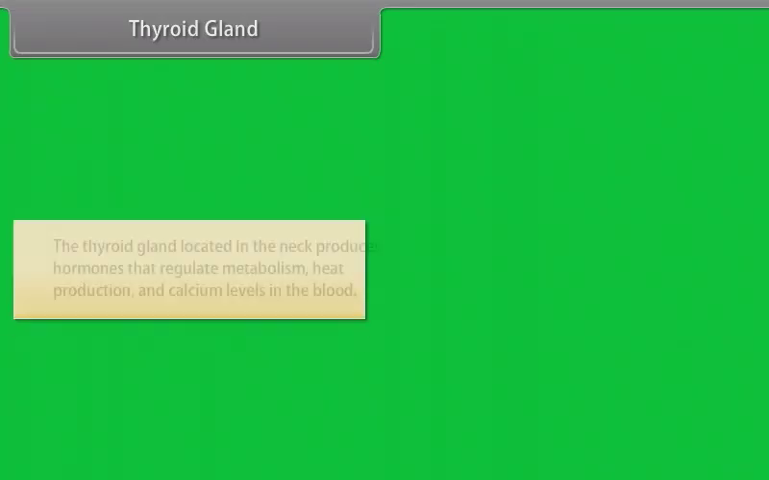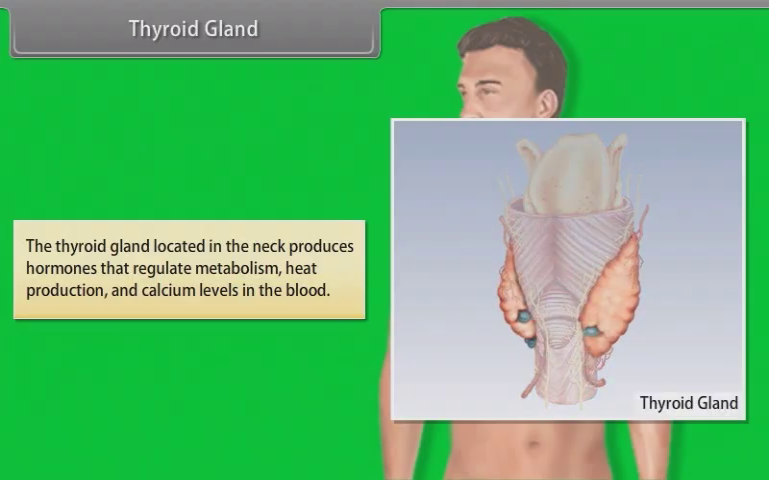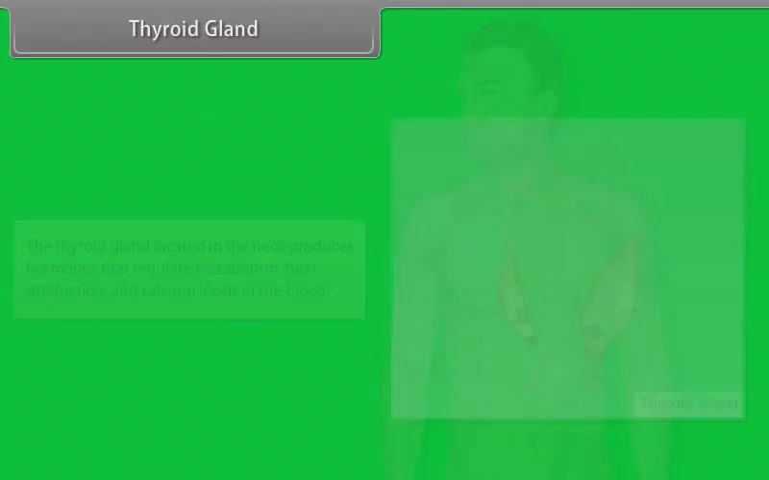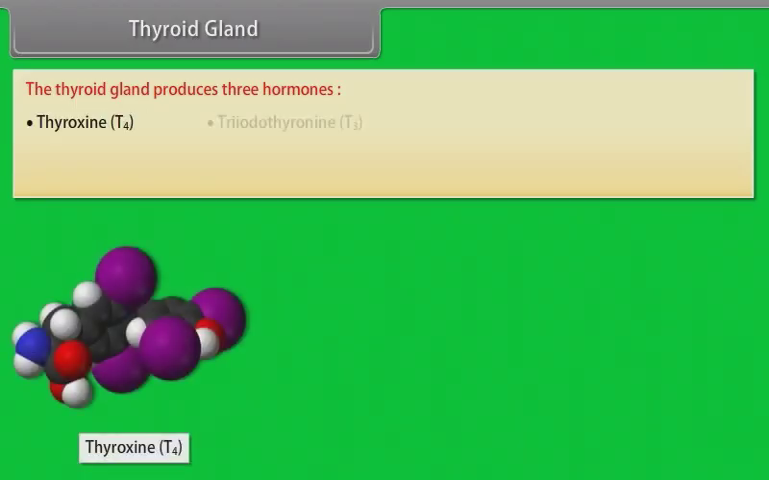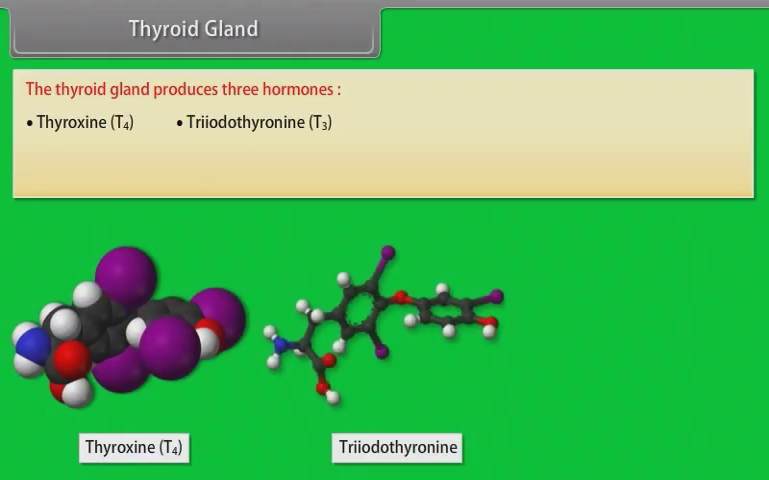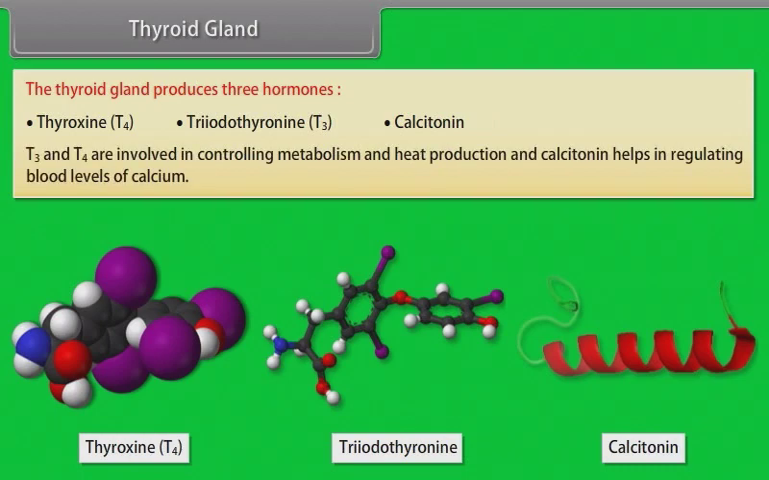Thyroid gland. The thyroid gland located in the neck produces hormones that regulate metabolism, heat production, and calcium levels in the blood. The thyroid gland produces 3 hormones: thyroxine, T4, triiodothyronine, T3, calcitonin. T3 and T4 are involved in controlling metabolism and heat production, and calcitonin helps in regulating blood levels of calcium.